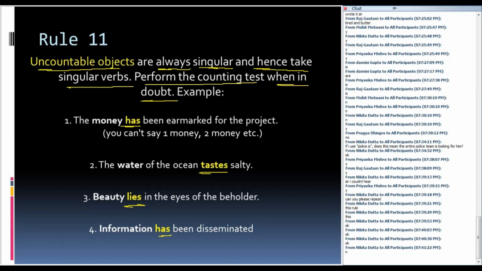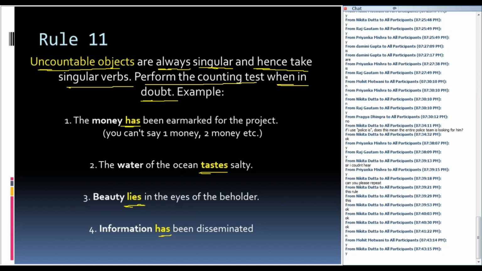What is the unit of information? Pieces. I have 3 pieces of information, 5 pieces of information, 5 sources of information, like this. So the unit is countable, but information, beauty, water, money themselves are uncountable. And that is why they will require singular verbs. Okay, is this clear? Rule number 11. Anybody have any doubt till rule number 11? Please ask.